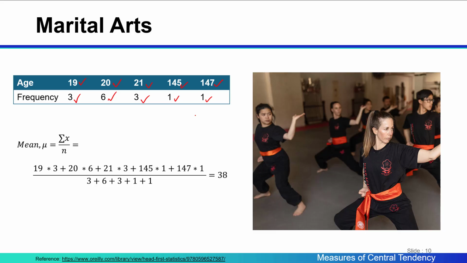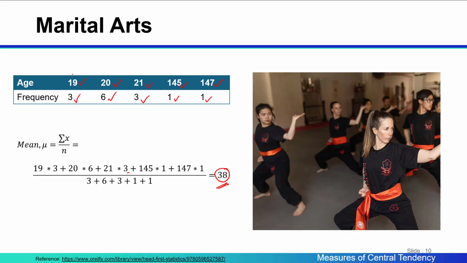Now what happens to the mean? The mean age is 38. If I calculate this, 19 into 3 plus 20 into 6 plus 21 into 3, plus 145 into 1 plus 147 into 1, divided by the total number of students, the average age turned out to be 38, which seems very misleading, right? None of the people are of age 38 or at least close to it.